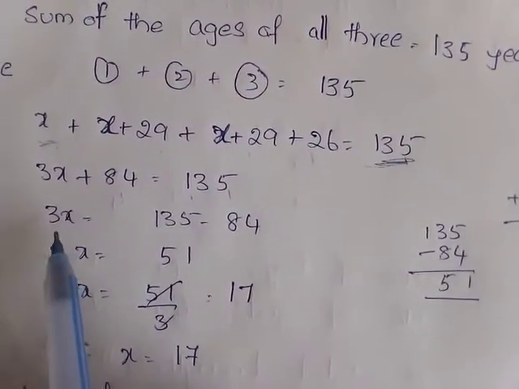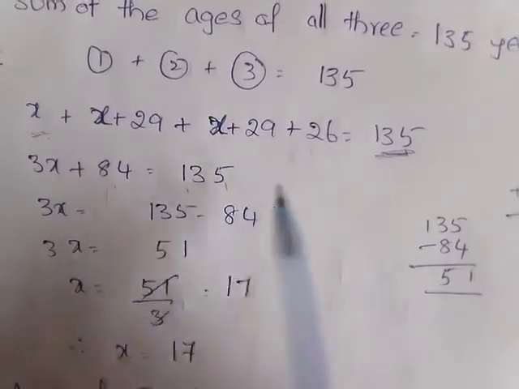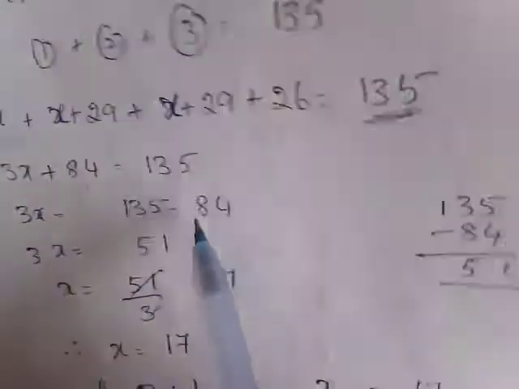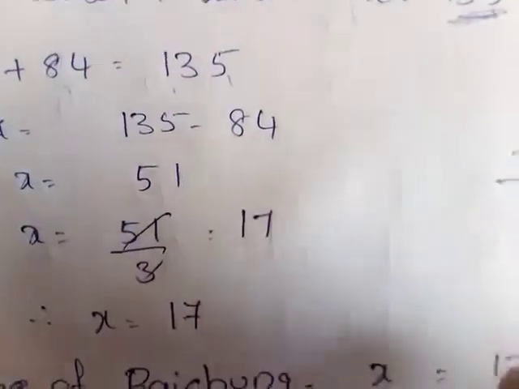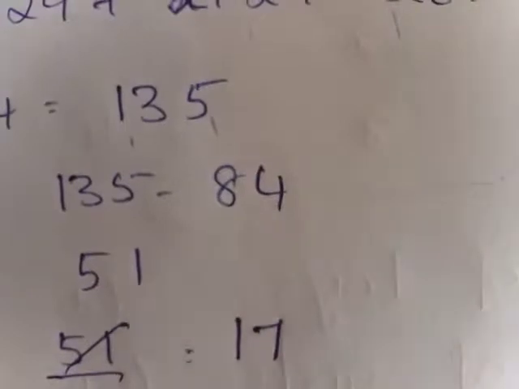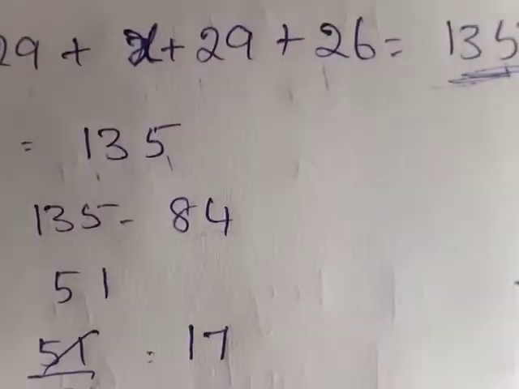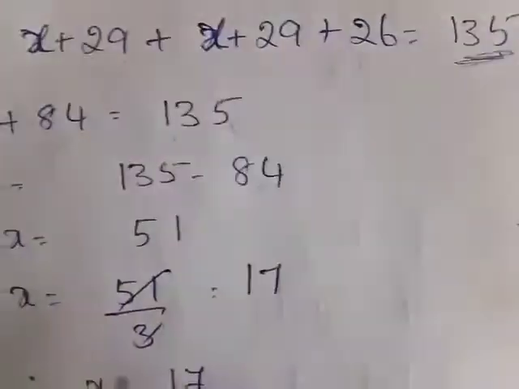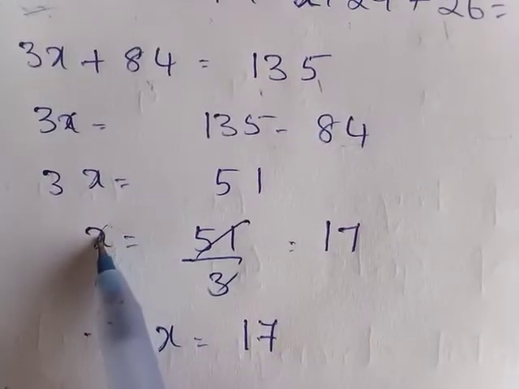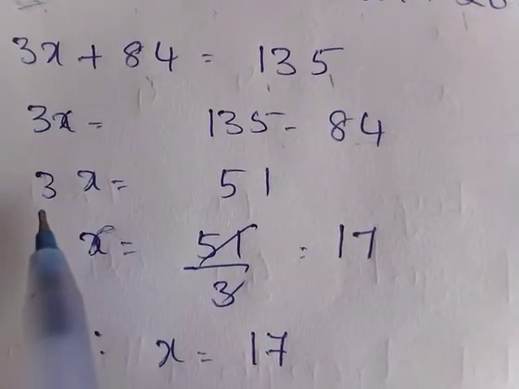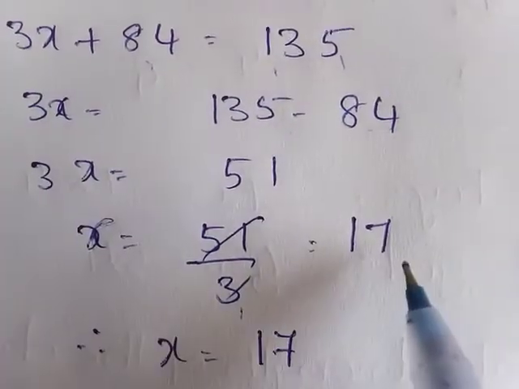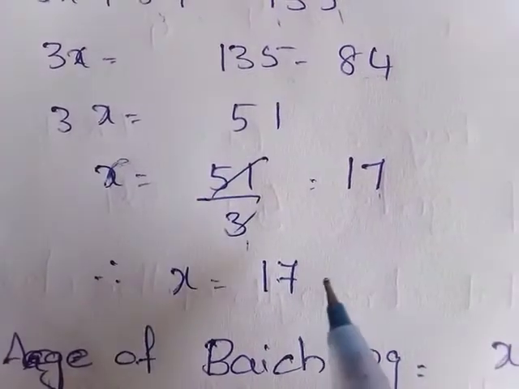Now, we want the value of x only. So, one by one I am sending to that side. First, I am sending this term. Here it is plus 84, I am sending that side. It becomes minus 84. So, 135 minus 84 is equal to 51. So 3x is equal to 51. We want the value of x. So x is equal, here it is multiplying, when it comes this side it divides. So 51 by 3, that is equal to 17. x is equal to 17.